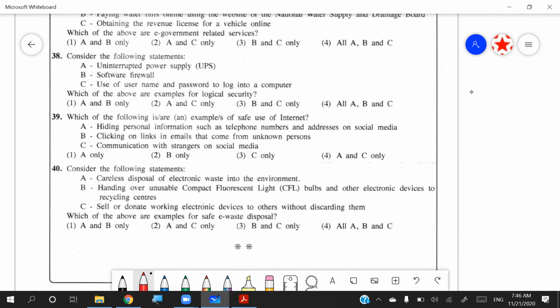Software firewall, when it comes to the software, because a firewall can be a software as well as a hardware. So software firewall is an intangible thing. And use of username and password, again, those are characters which are intangible. So B and C can be taken as logical security, right? So the answer is going to be B and C.